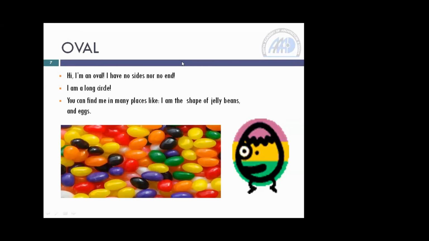So what do you mean by oval? Oval has no sides nor any end. It is a longer side of the circle. If we extend one circle, it will become the oval. So that is called an oval. Basically it will be used in jelly beans or some kind of eggs, as a lot of people have said. So in different aspects, we can use this oval. Next one.